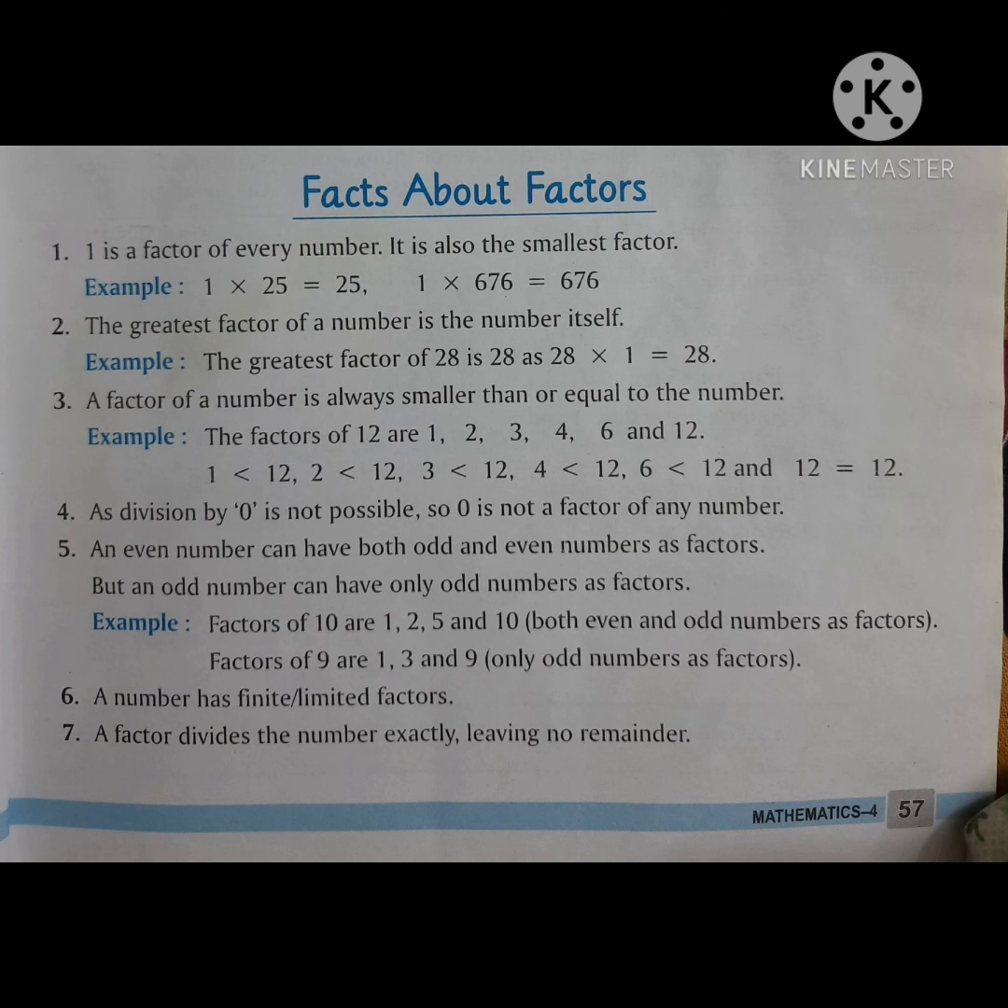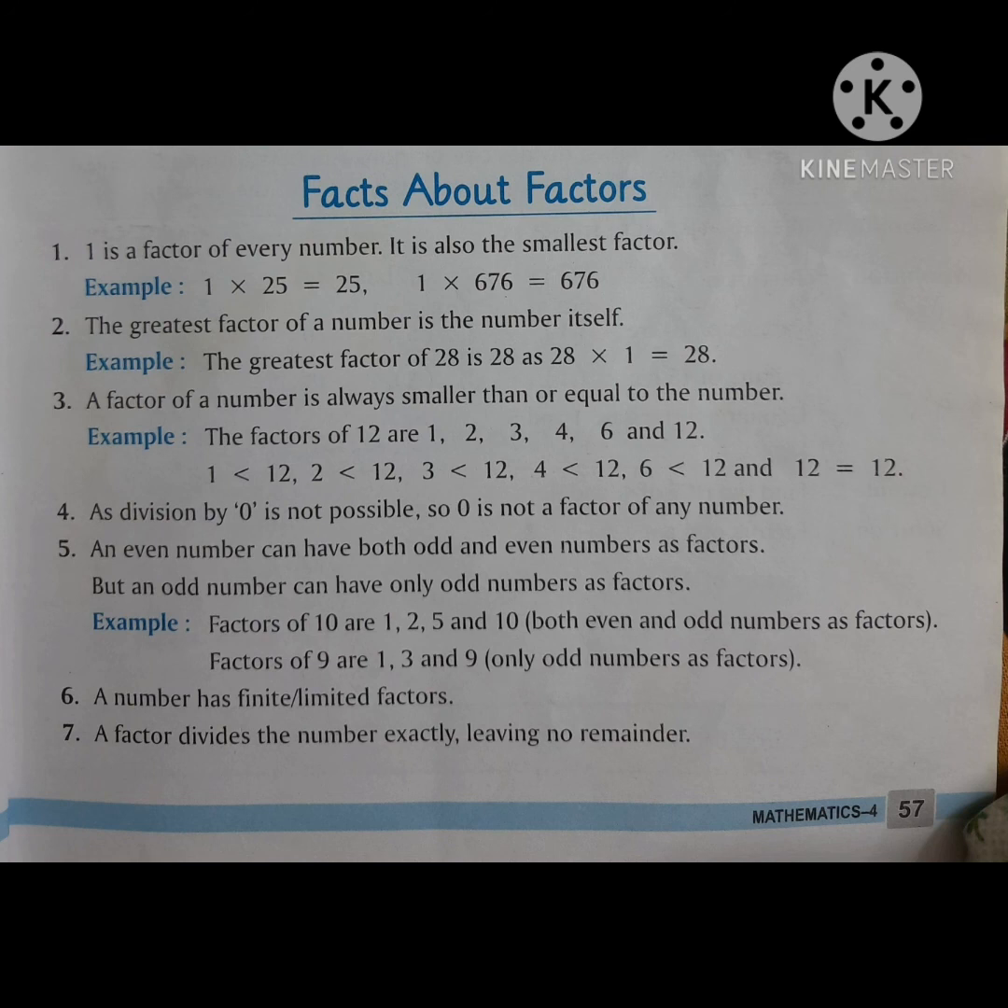It is not possible. The fifth fact is an even number can have both odd and even numbers as factors. But an odd number can have only odd numbers as factors. This I have told you earlier also, that all the even numbers are divisible by 2. Means 2 is factor of every even number. If I take an example of 10 here, what are the factors of 10? 1, 2, 5 and 10. Right? These are all the factors of 10.